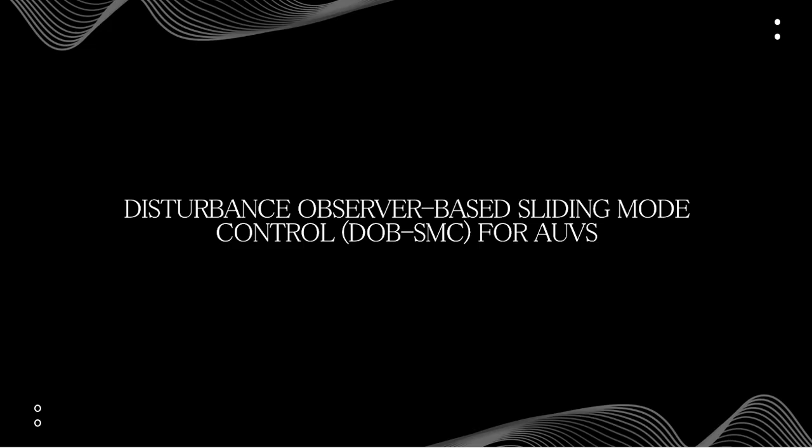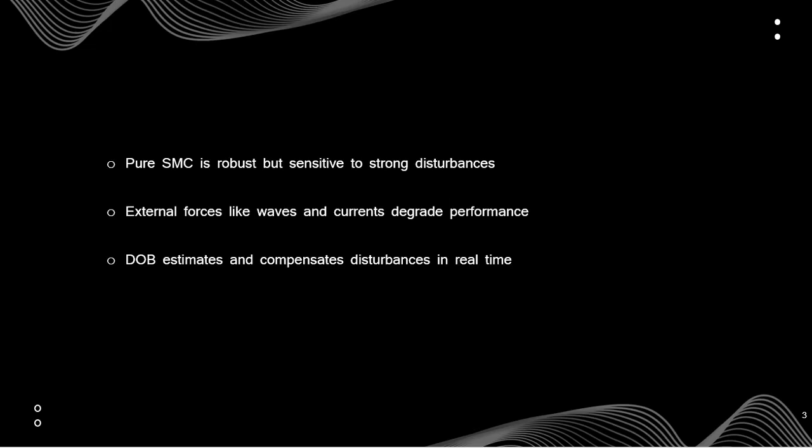In this episode, we explore how a disturbance observer can be combined with a sliding mode control to improve robustness against unknown ocean currents and model uncertainties. While a sliding mode control is already robust, it may still suffer under strong unknown disturbances such as ocean currents or wave forces. A disturbance observer, or DOB, helps estimate these unknown forces in real time so the controller can cancel them.